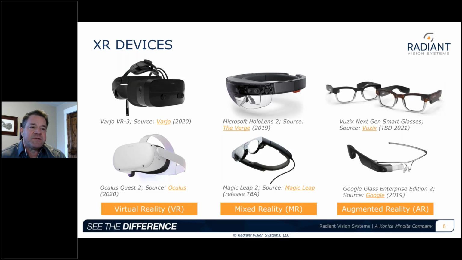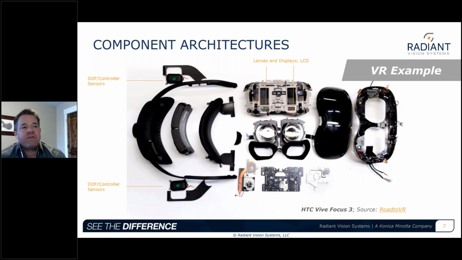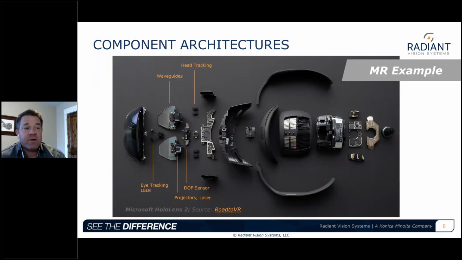When we look at the optical design of these devices, there are some common fundamental elements. A light generating element, which we would generally call a display, light directing elements, typically lenses and or light guides, and then sensors. Here we have an example of the components within a VR headset. Lenses and displays are in the middle, while sensors for depth of field and controller tracking join in the periphery. Here's an MR example. The display in this case is a laser projector and a waveguide component. And again, there are sensors to track user head as well as eye positions.